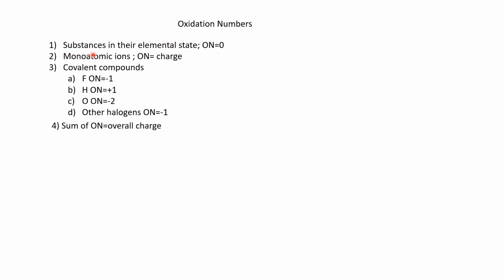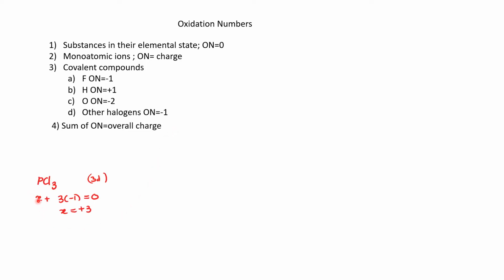Rule number 1. Substances in their elemental state have an oxidation number equal to 0. Monoatomic ions have an oxidation number that's equal to their actual charge. For many covalent compounds, the following oxidation numbers are used in decreasing priority: fluorine -1, hydrogen +1, oxygen -2, and other halogens -1. Rule number 4. The sum of the oxidation numbers must equal the overall charge of the compound. Let's do some examples.